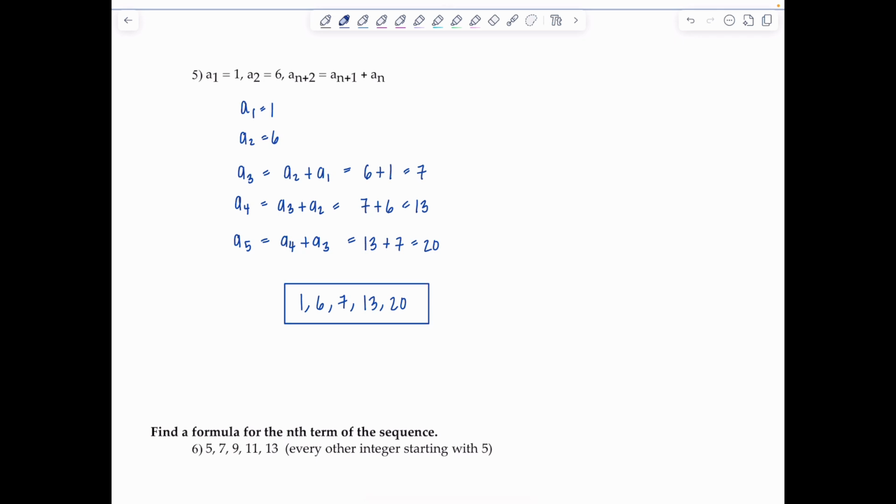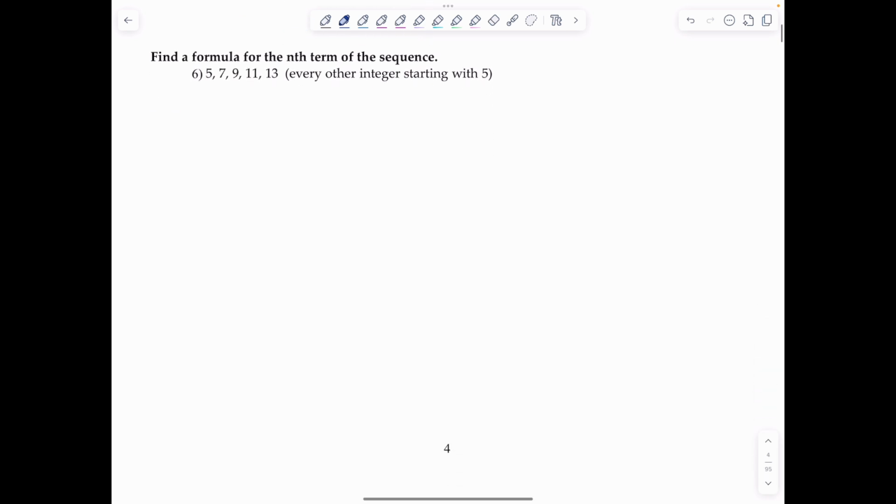Now, we're going to kind of go the other way. So find a formula for the nth term of the sequence. So here's the sequence. We're going to assume it continues forever. We start at 5, the next term 7, 9, 11, 13. So we're going up by 2. Do you notice that? We're going up by 2.